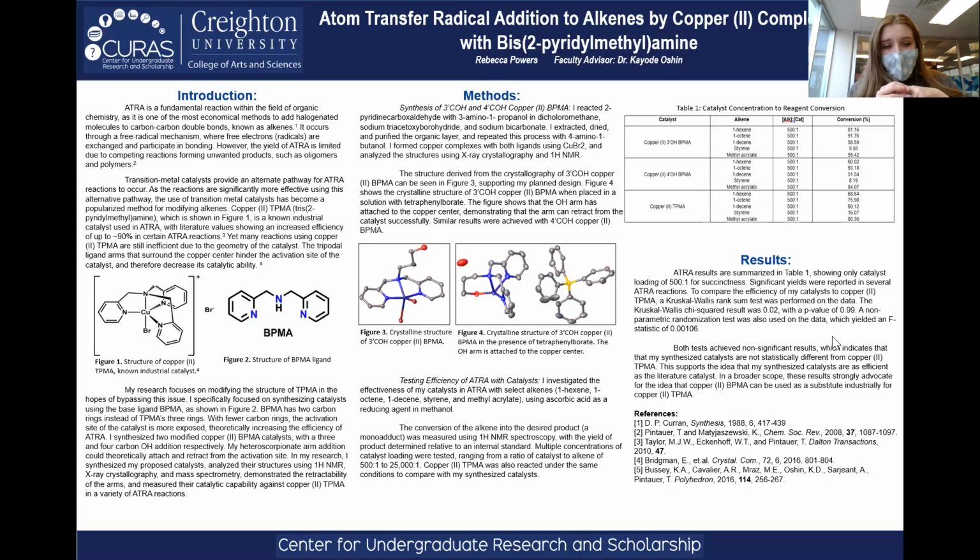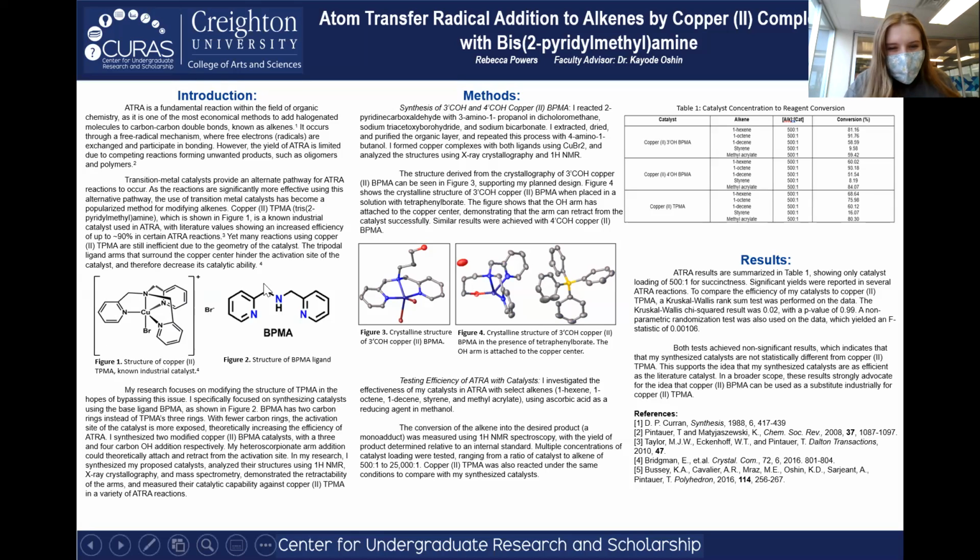So what my advisor and I, and by the way, you can see TPMA in figure 1 as seen on my screen. I'll see if I can highlight it. This is figure 1. This is the structure of TPMA. So you can see those big rings that I was talking about. So we are taking a molecule that is very similar called BPMA. It stands for bis-2-pyridylmethylamine. And we are seeing if we can make BPMA as effective a catalyst as TPMA.